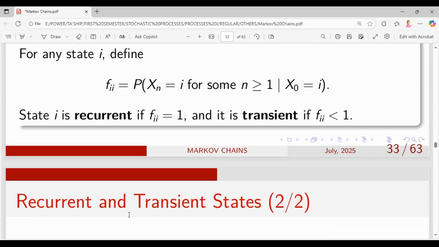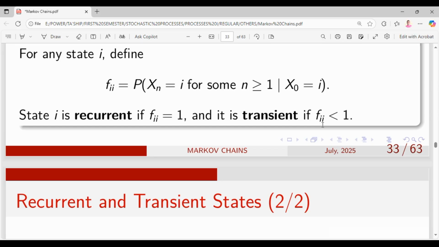Mathematically, this is the definition for a transient state and a recurrent state. These are just probabilities. This f_ii is the probability that X_n, in n steps, we come back to state i.